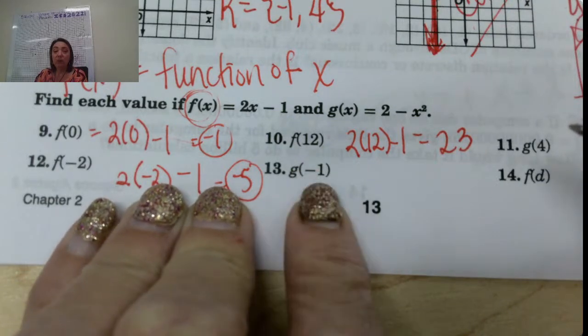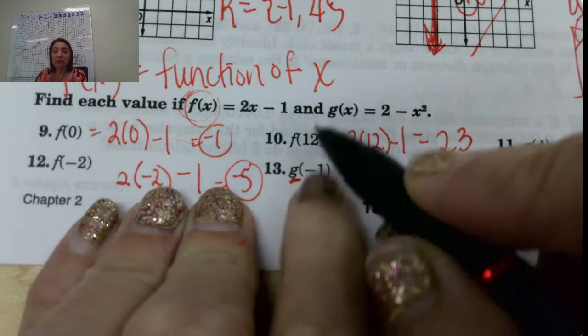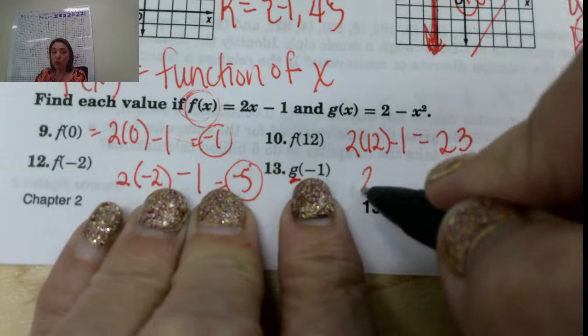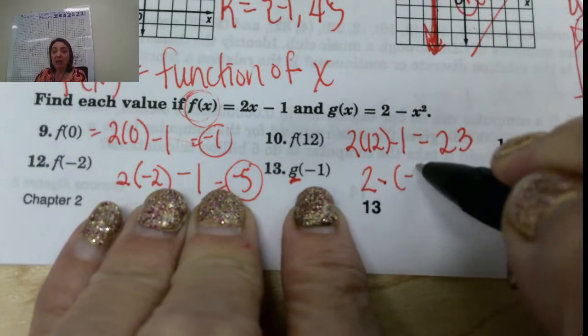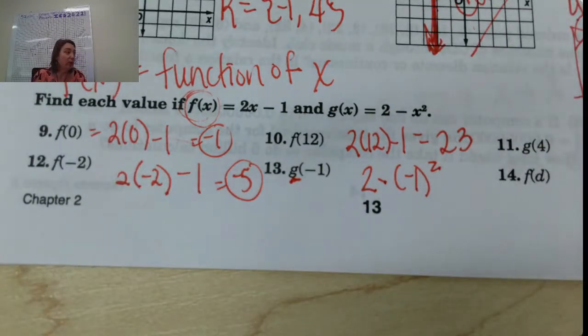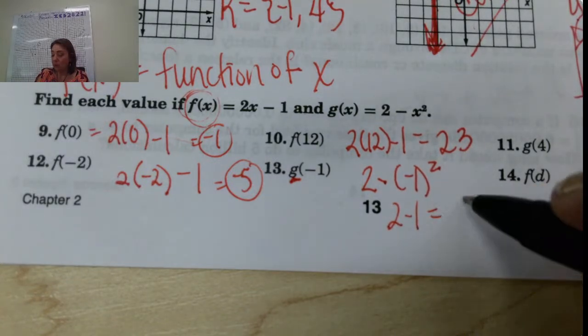If we did this one. Now, notice this is different. This is G. G is a different equation. So we're going to do 2 minus negative 1 squared. Now that negative 1 is being squared. What happens when you square negative 1? Positive 1. So that's going to give us 2 minus 1, right? What is 2 minus 1?